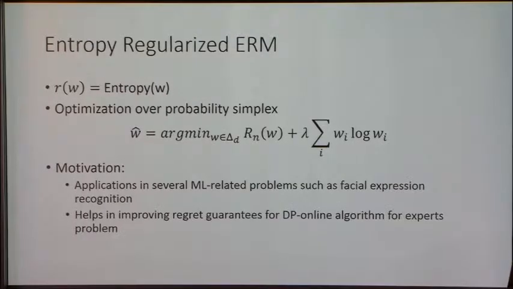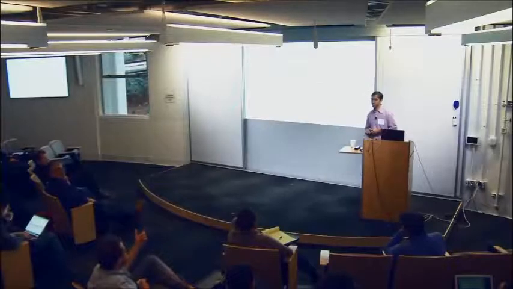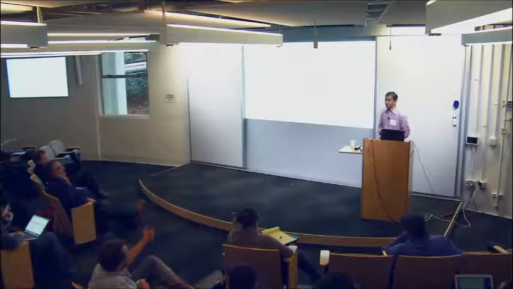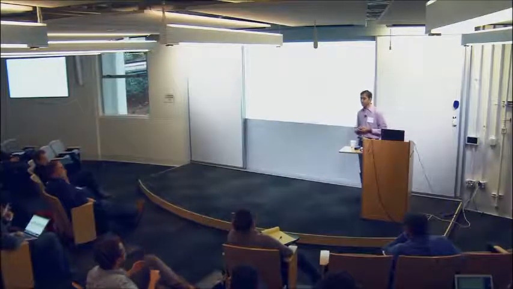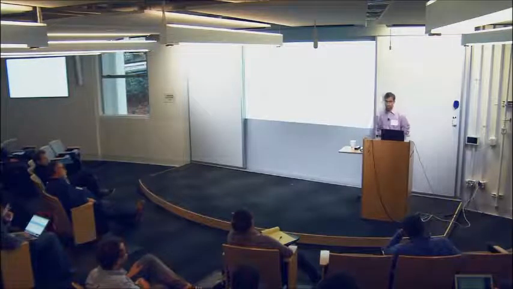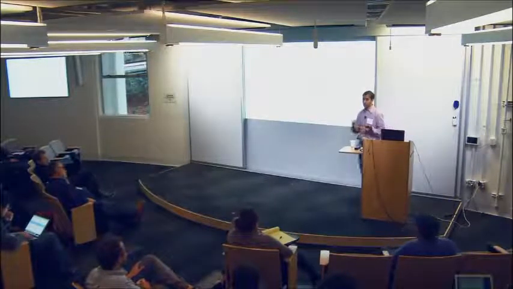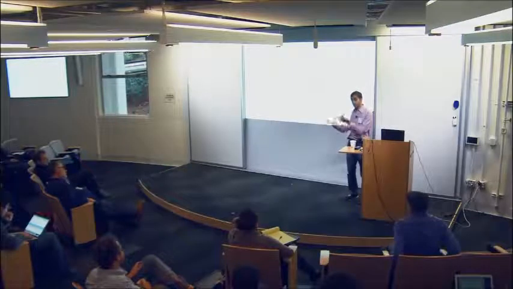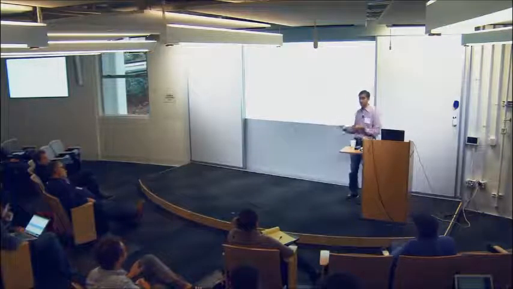Go ahead. Is there some relation between the choice of the regularizer and the norm that you choose for the norm constraint for W? Is there a general principle? Yeah, there is a simple principle, that is your regularization should be strongly convex in the norm. Which was the requirement? Yeah.